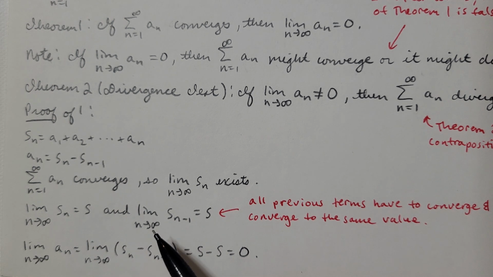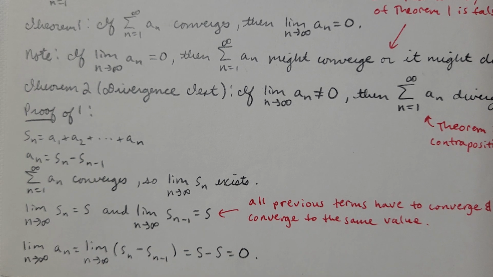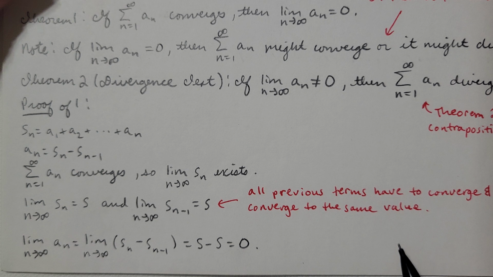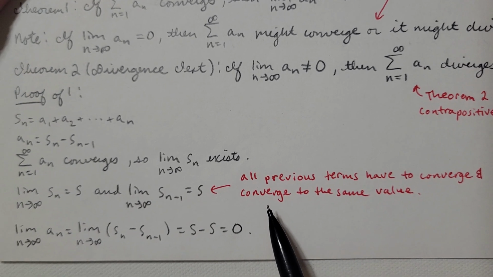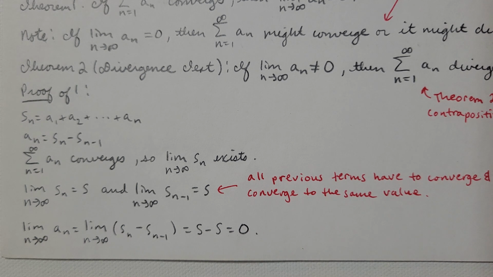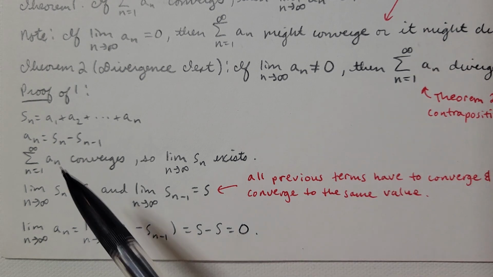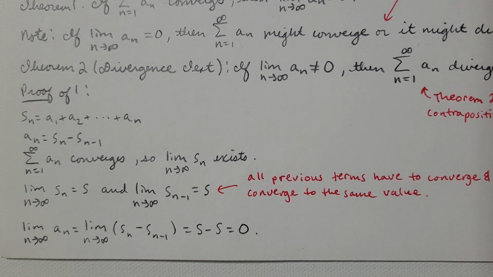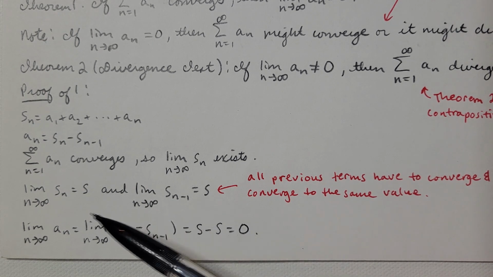Then the limit as n approaches infinity of s sub n minus 1, that is also equal to s. Why is that? Well, because all the previous terms have to converge, and they're going to converge to the same value, right? So it's not going to matter if I look at the first n terms or the first n minus 1 terms. All the terms are going to infinity, right? And so you're going to get s, whatever s is.